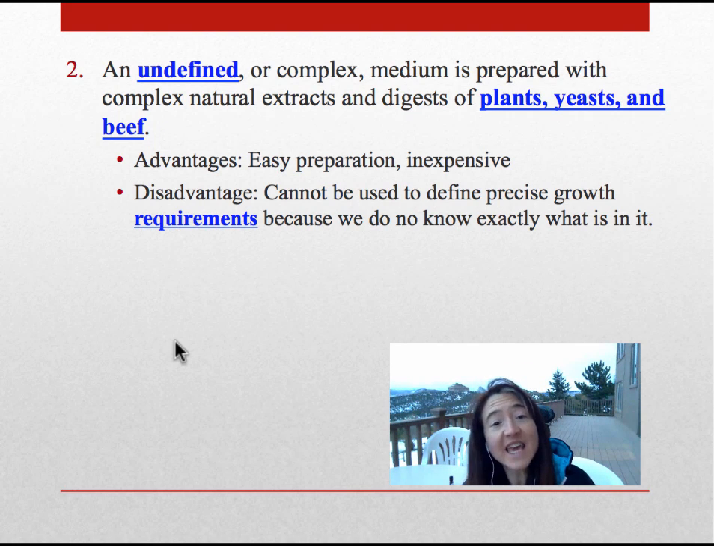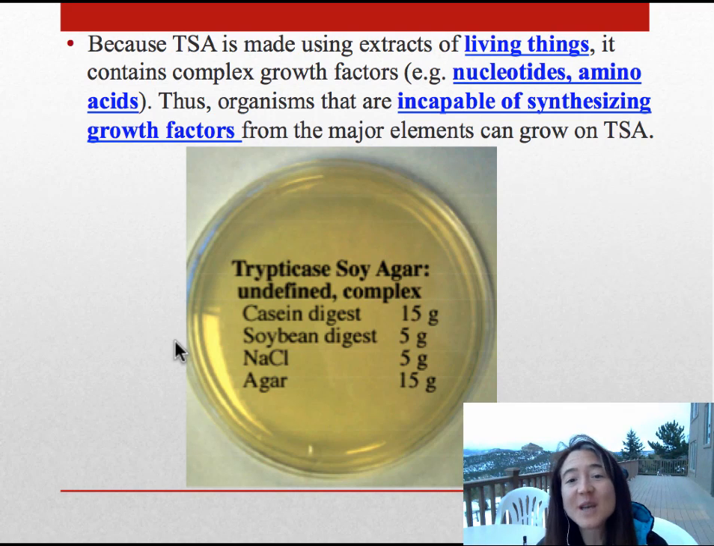So we can't say exactly what's in an undefined medium. We can't use it to define precise growth requirements. We can only say that it's rich and that most things are going to like to grow on something like a TSA. So TSA, or tryptic soy agar, is what we're going to be working with in the lab. This contains a yeast extract and a soybean digest, and we're going to see what kinds of things love to grow on that rich medium.